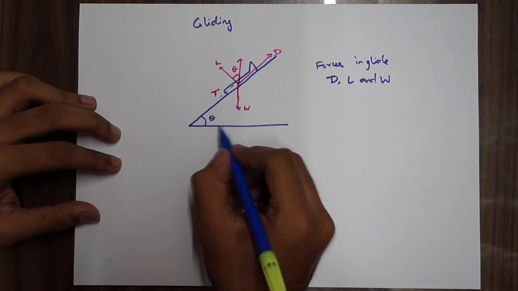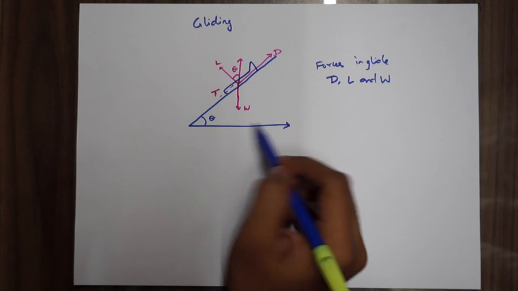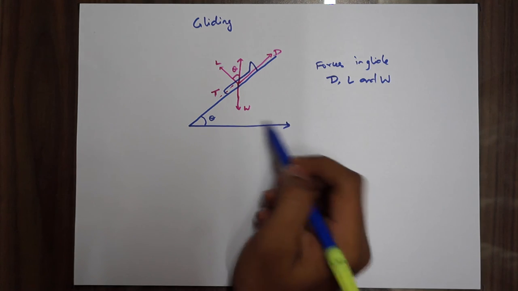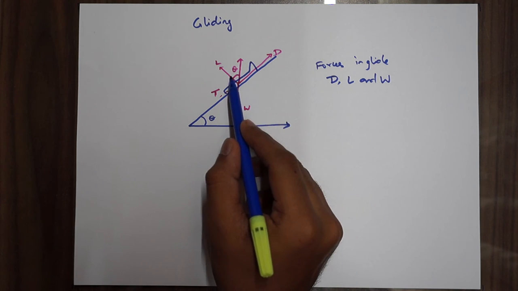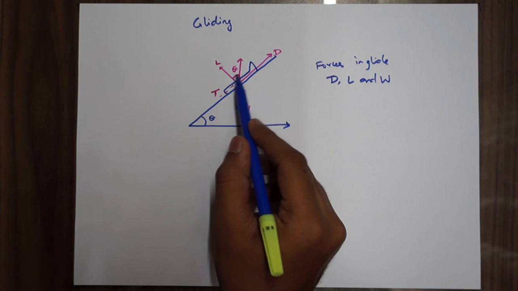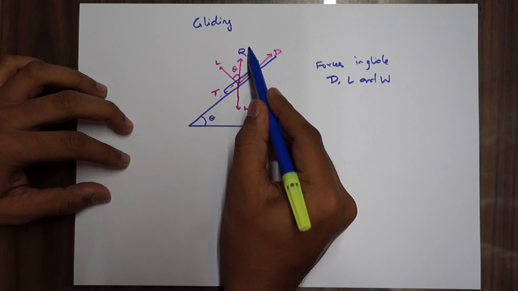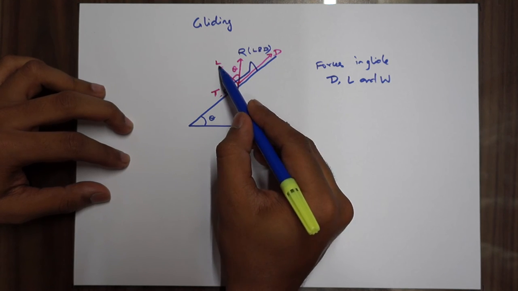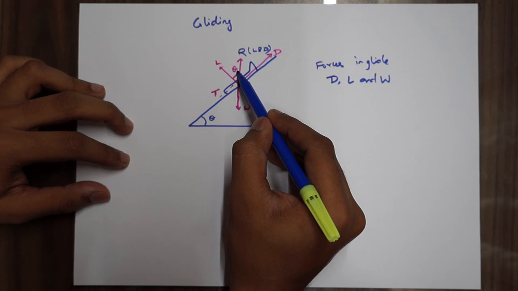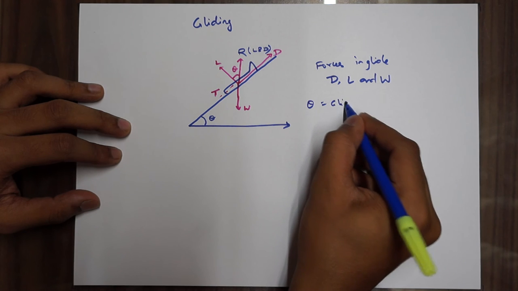The glide angle is the angle between the longitudinal axis of the aircraft and the horizontal of the earth. Also, the angle between the lift and the resultant of lift and drag. See, this is drag, this is lift, this is the resultant R of L and D. So the angle between the lift and the resultant of lift and drag is also your glide angle. This is your theta, your glide angle.